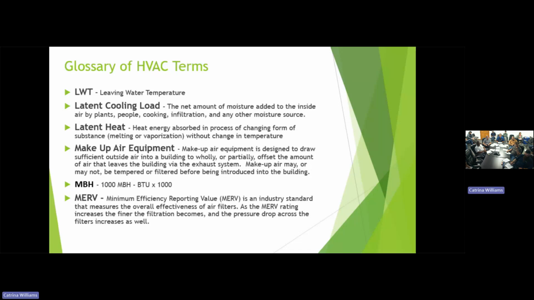MBH means 1,000 BTU. That's what that stands for.